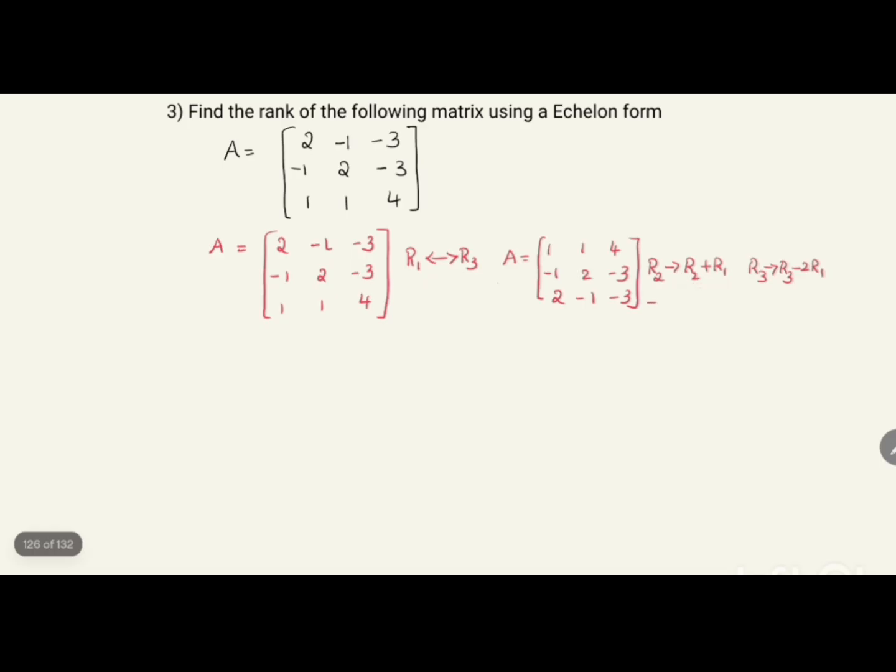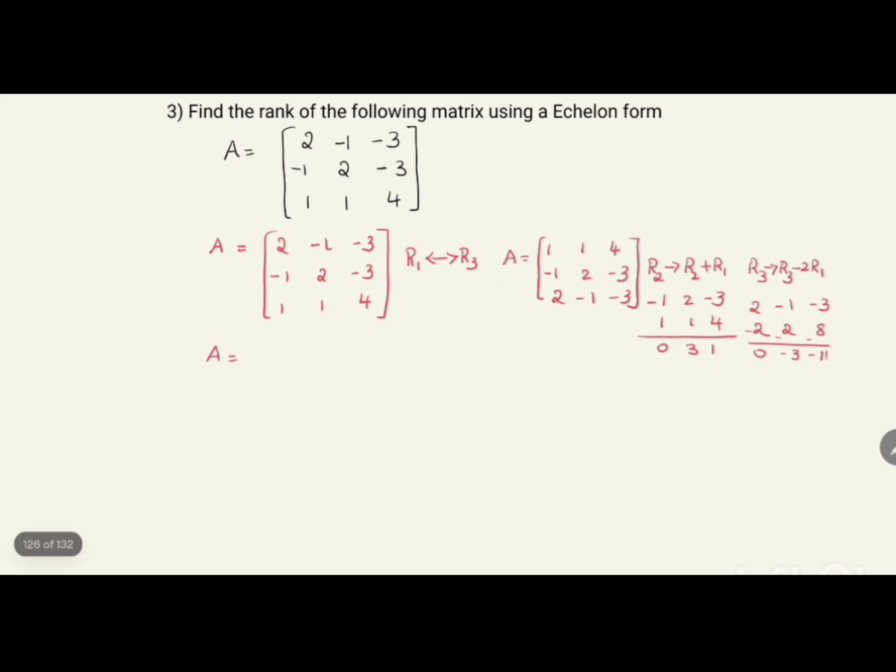Write down R2: minus 1, 2, minus 3. And what is R1? 1, 1, 4. Okay, if I add these two, 0, 3 and 1. Now coming to the second row operation, that is R3 minus 2R1. Write down R3, 2, minus 1, minus 3 and multiply R1 with 2, that is 2, 2 and 8, and subtract these two: 0, minus 3 and minus 11. Yes.